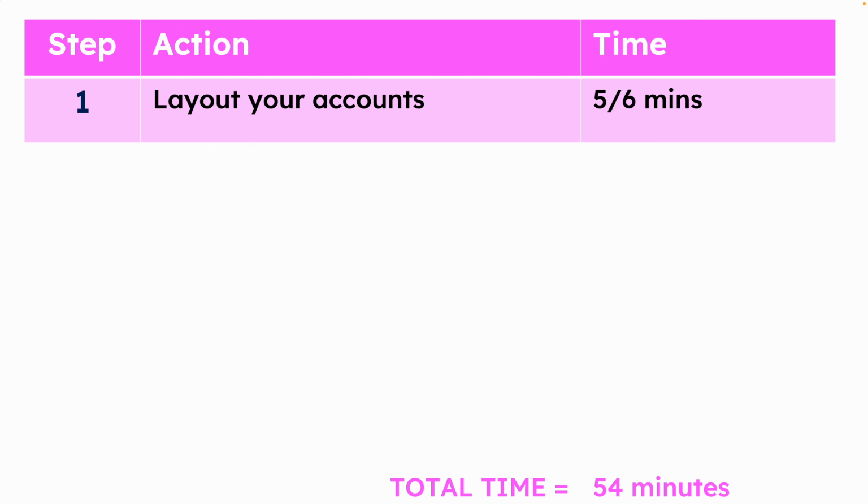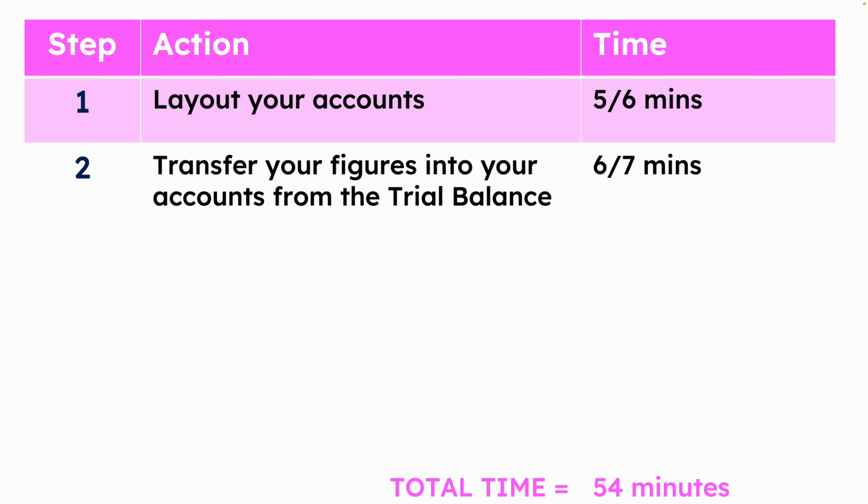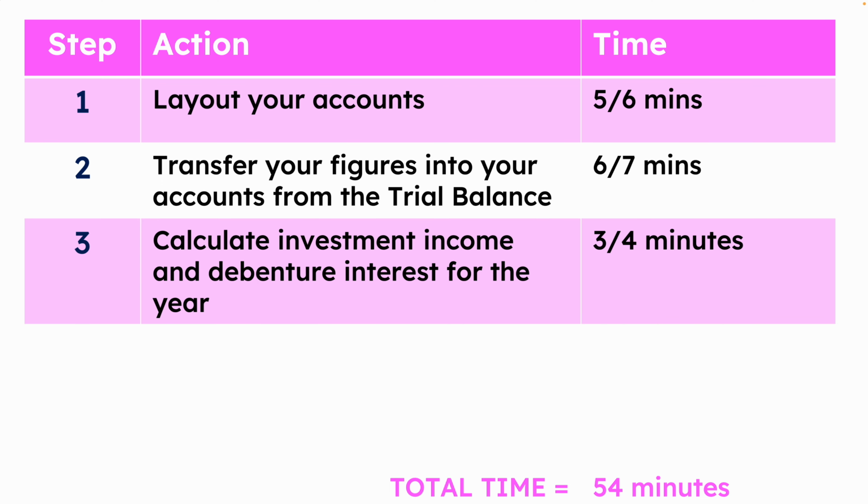So step 1, we will lay out our accounts, which should take us no longer than 5 or 6 minutes. Step 2, we will transfer our figures into the accounts from the trial balance, which will take 6 or 7 minutes. Step 3, we will calculate investment income and debenture interest for the year, 3 or 4 minutes.